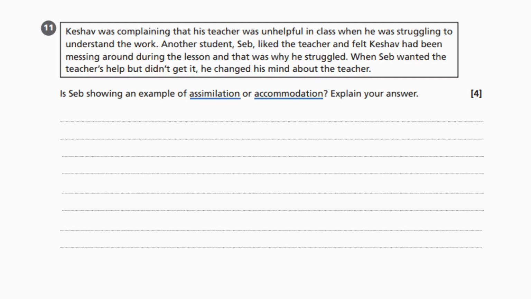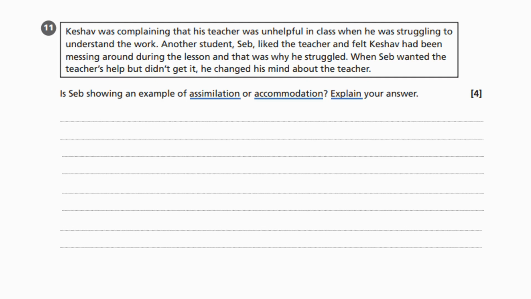Whereas accommodation has got 2 C's afterwards, and that is change or create a new schema. So if you're receiving information which contradicts your original information in your schema, then you'd have to completely change that schema, so it'd be accommodation.